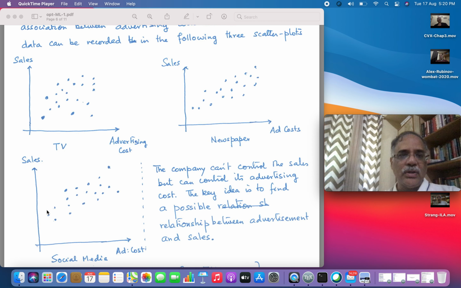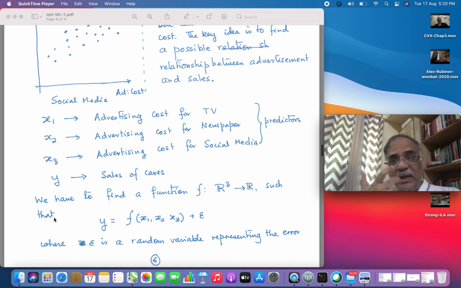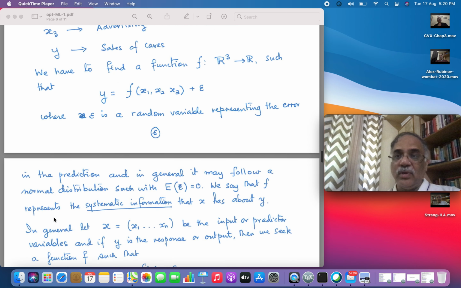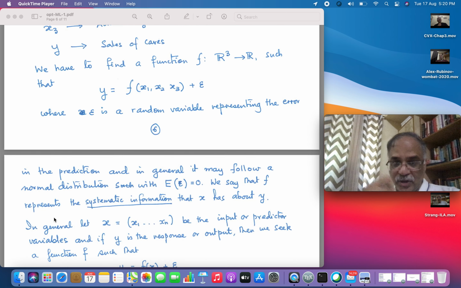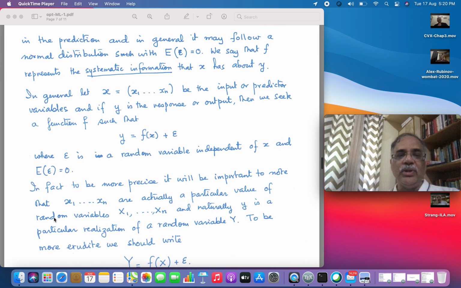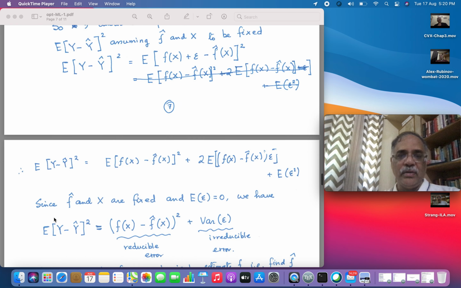Here I can draw a straight line through many more points, so here it will be a better straight line fit. So in many cases we try out a linear function as our predictor function or regression function, which is called linear regression.